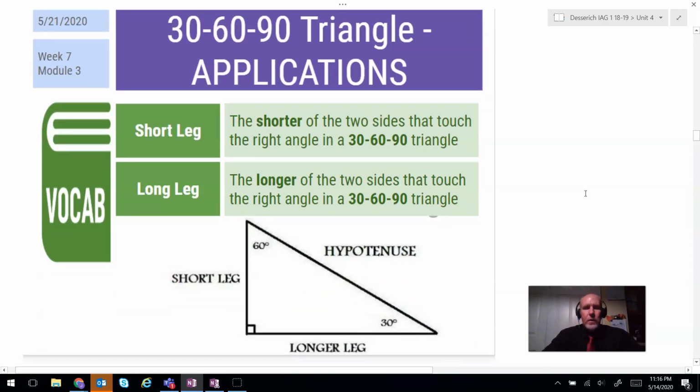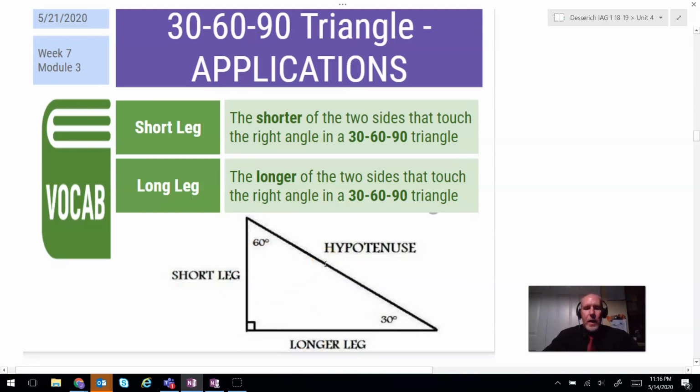So we do need to go ahead and get one more lesson taken care of today, and it is still involving our 30, 60, 90 triangles. Remember, in the 30, 60, 90 triangles, the 30-degree angle leads over here to a short leg opposite of it. The 60-degree angle leads to a long leg opposite of it. And then, of course, the part that doesn't touch the 90-degree angle is the hypotenuse.